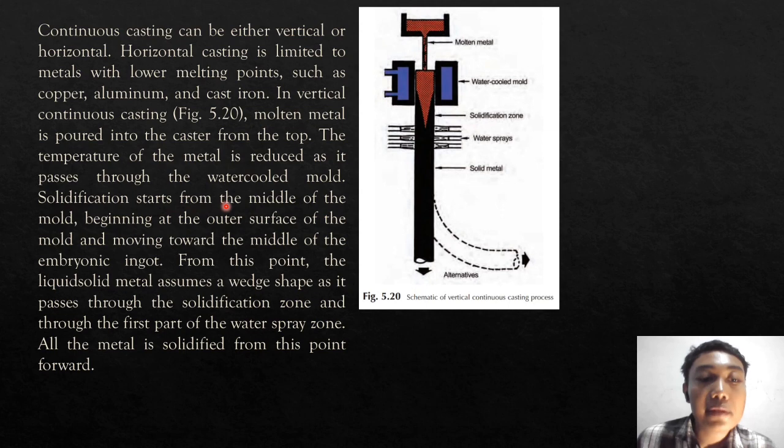Solidification starts at the outer surface of the mold and moves toward the middle of the embryonic ingot. From this point, the liquid-solid metal assumes a wet shape as it passes through the solidification zone and through the first part of the water spray zone. The metal is solidified from this point forward. Next.